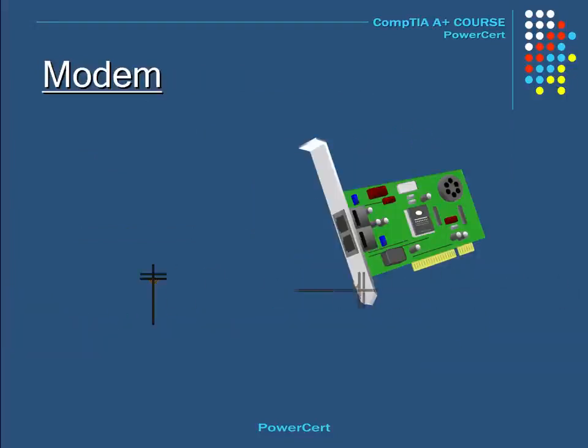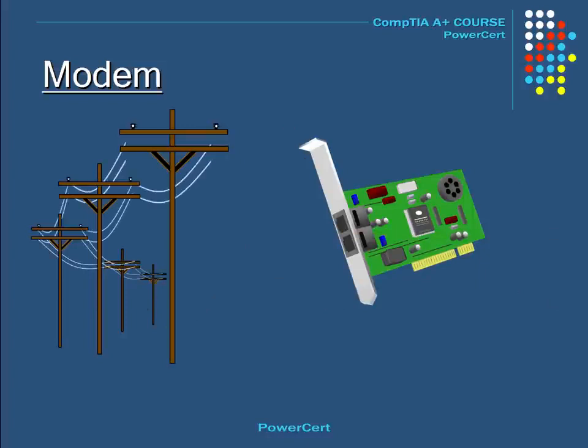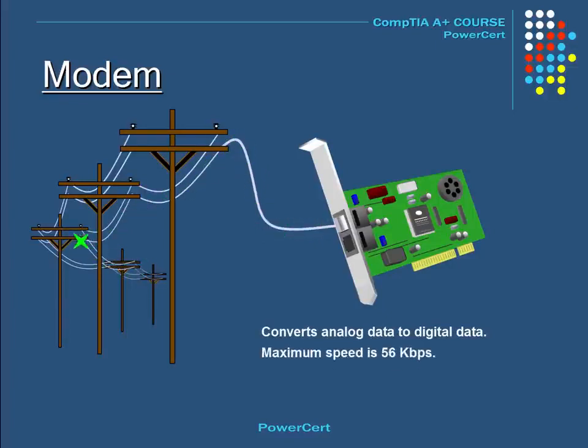A dial-up modem is a device that allows a computer to transmit data over normal telephone lines. The data coming in from the telephone lines is analog. However, the data in a computer is all digital. So when the analog data comes in from the telephone lines, the modem's job is to convert it into a digital form so the computer can understand it. So that's basically what a modem does. It converts analog data into digital data. And the maximum speed of most modems today is 56 kbps.